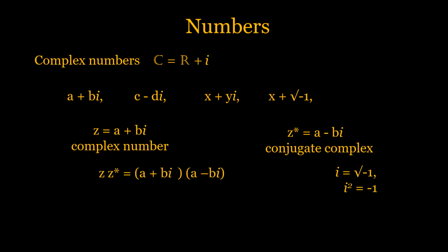Their product will be z times z asterisk equals (a plus bi) times (a minus bi), which is equal to a squared minus b squared i squared. This turns out equal to a squared plus b squared. This process has helped to eliminate the imaginary part. Numbers can be classified into more kinds, but the ones that have been discussed are sufficient to meet our needs.